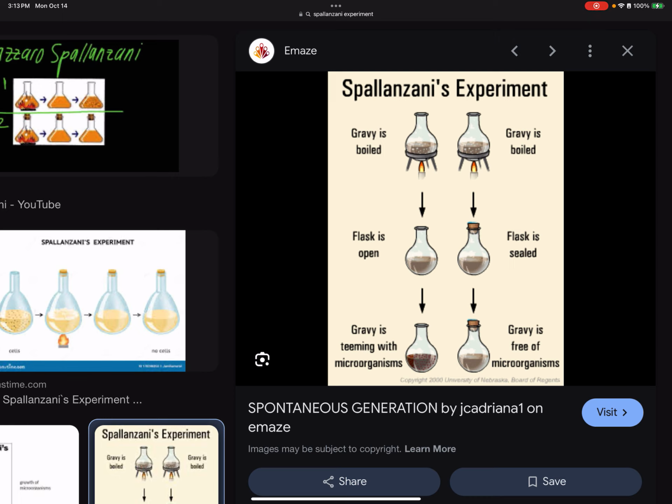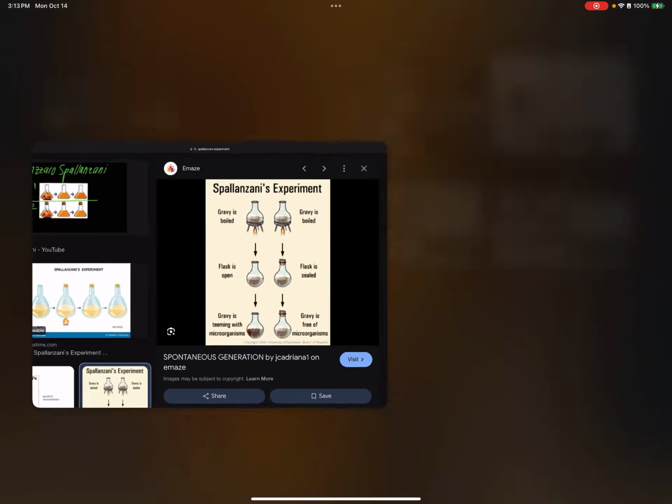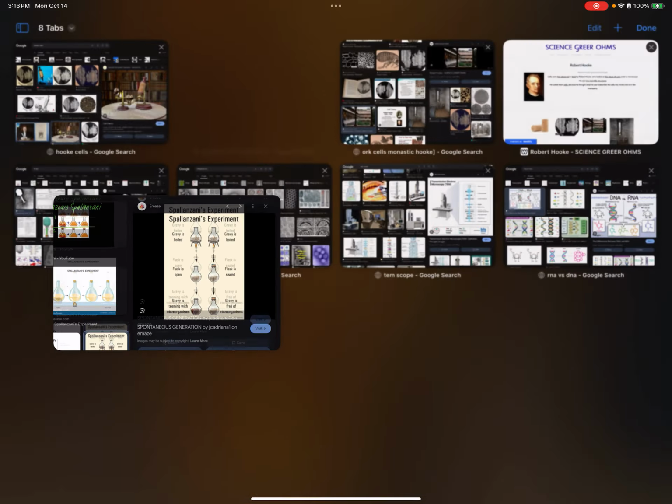But an experiment like this proves that spontaneous generation can't happen. If life was just going to pop up out of nowhere, why didn't it show up in the one that was covered? Because life had to come from life. That's why. Oops, sneaking ahead of myself here.